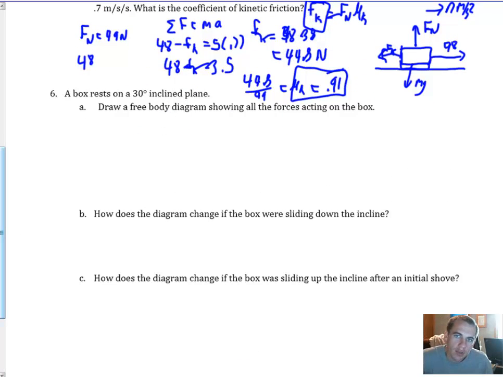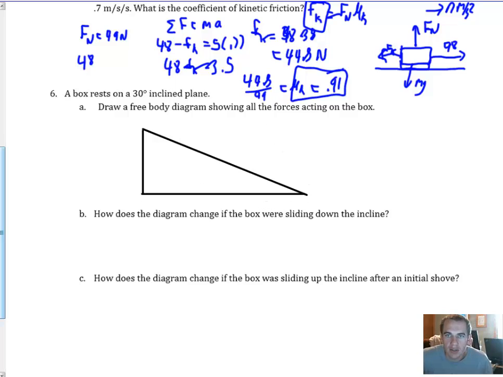This last problem is long looking, but it's got no math involved in it at all. It just wants you to pay attention to how forces change when motion changes and how to deal with forces on an incline. So I'm going to have a decent looking incline for a change, because I'm going to cheat when I draw it. So there's my incline, and I've got an object sitting on it. Draw a free body diagram showing all the forces acting on the box if it's at rest on this incline. So here's my box resting on the incline.